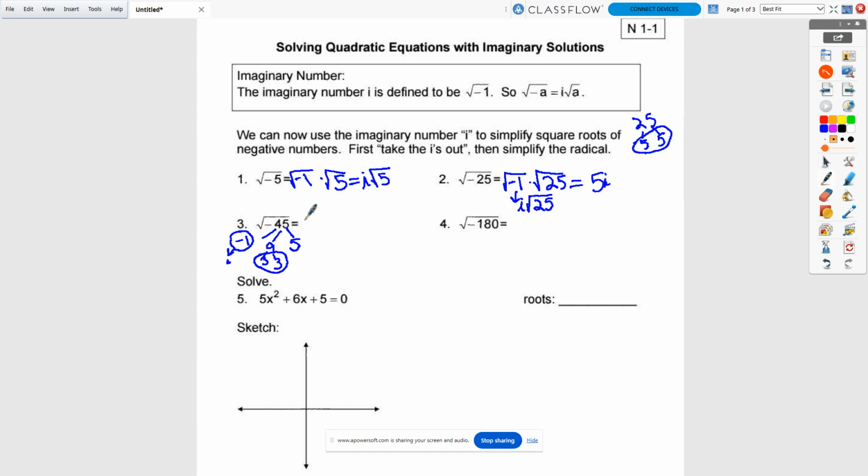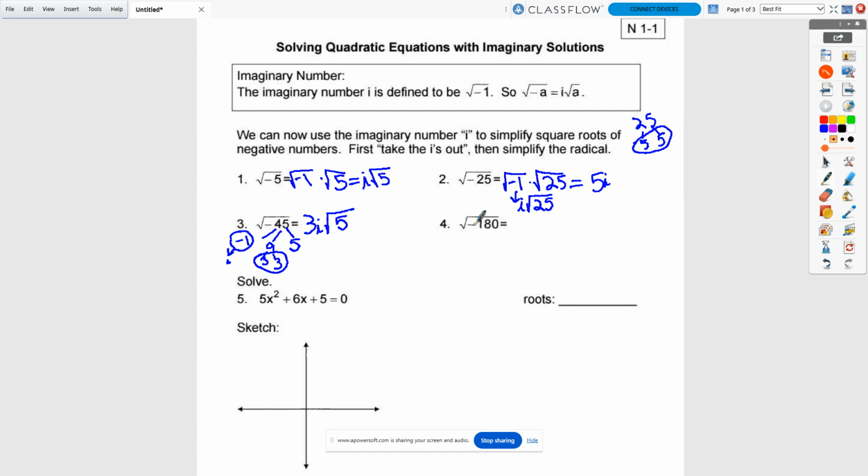So I would have on the outside of the square root sign 3i. And then I've got that 5 that still stayed inside. It didn't pair up with anything. So I'd have 3i square root of 5.